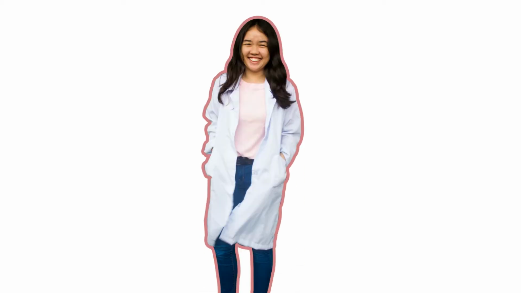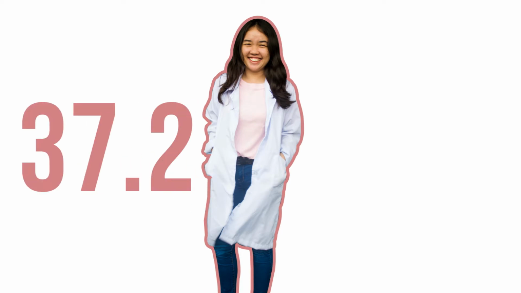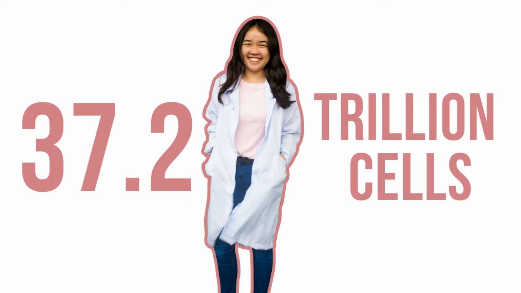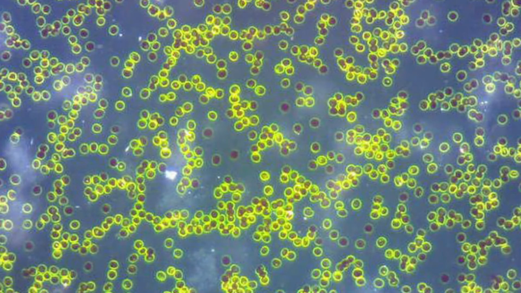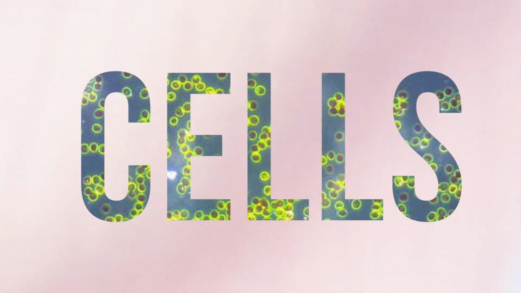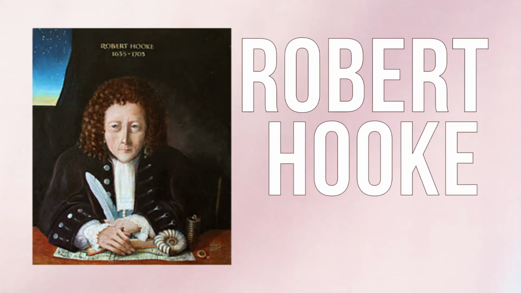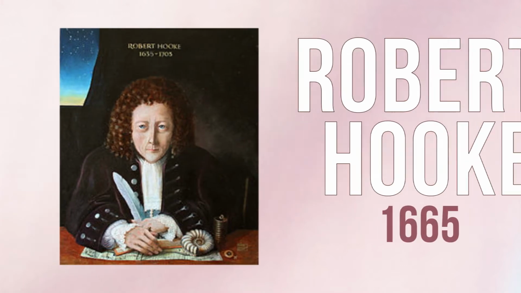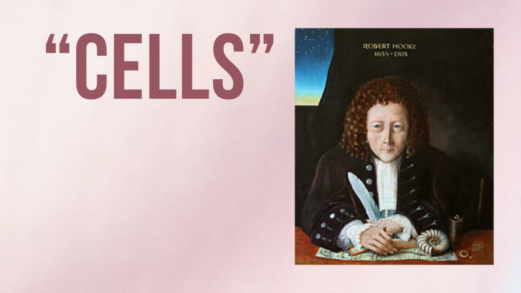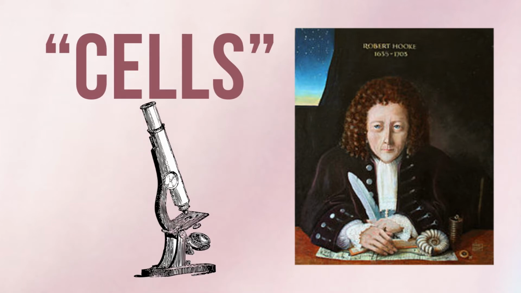The average adult human body has around 37.2 trillion cells. That's a lot of cells. So many, in fact, that it's hard to picture. Cells got their name from an Englishman named Robert Hooke in the year 1665. He first saw and named cells while he was experimenting with a new instrument we now call a microscope.